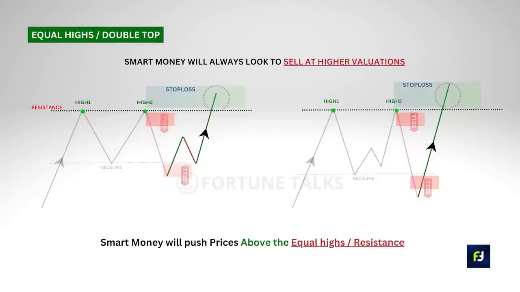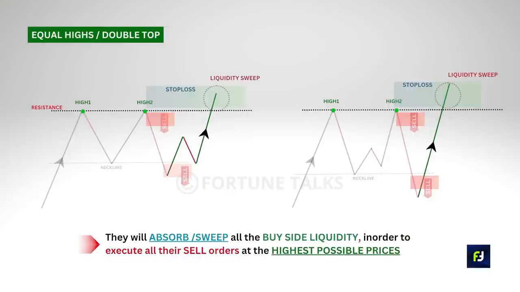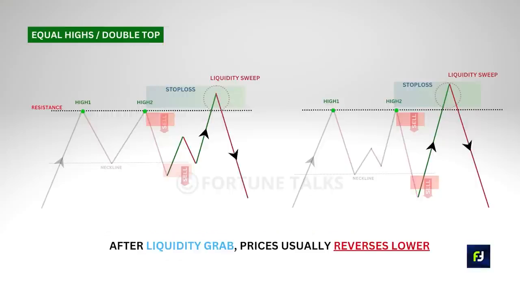Smart money will always look to sell at higher valuations, and they will try to collect the retailer buy stop loss orders or the buy side liquidity which is clustered above the double top or the top resistance level. So, most often they will push the prices higher and break above the equal highs or resistance so as to absorb all the retail orders to sell their positions at the best possible prices. And once all the stop losses are grabbed or swept, the market will usually reverse its direction and move lower, which can be really heartbreaking.